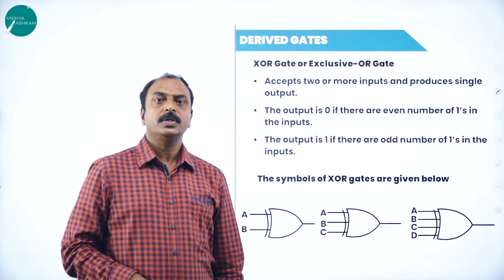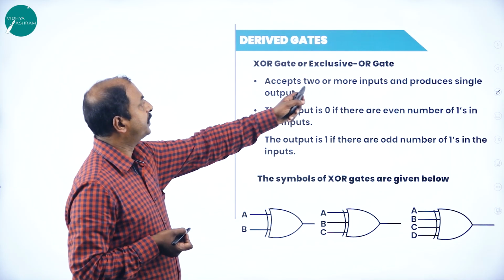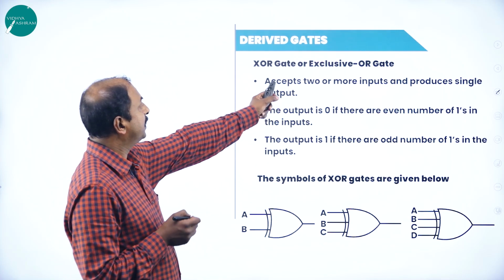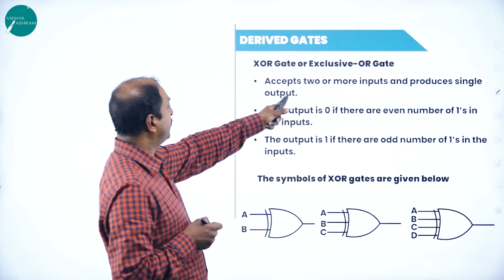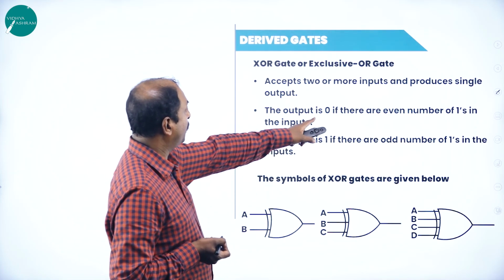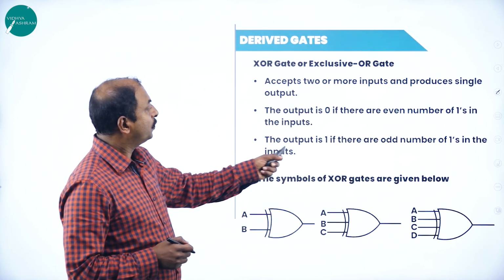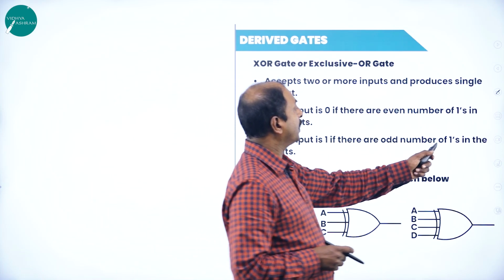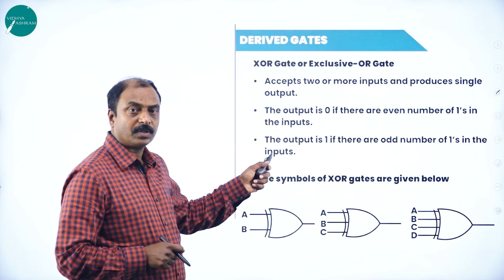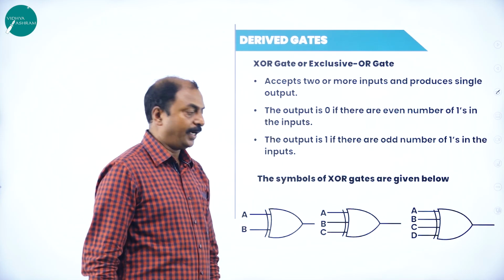Now let us look into another derived gate, that is the XOR gate or exclusive OR gate. What is the definition of it? It says it accepts 2 or more inputs and always gives 1 output signal. The output is 0 if there are an even number of 1s in the input. The output is 1 if there are an odd number of 1s. So this is how we write the output. By looking at the definition, we have to write the output for this XOR gate.